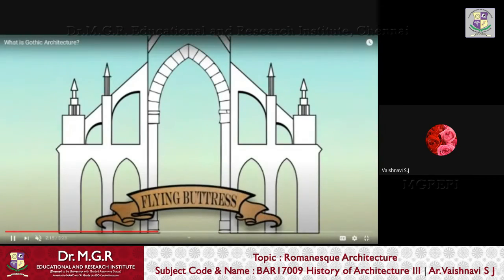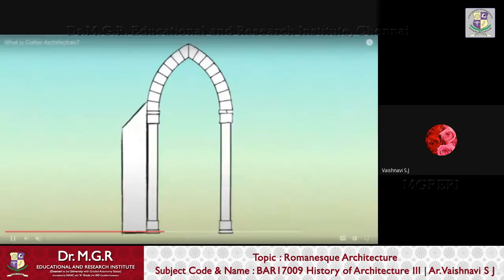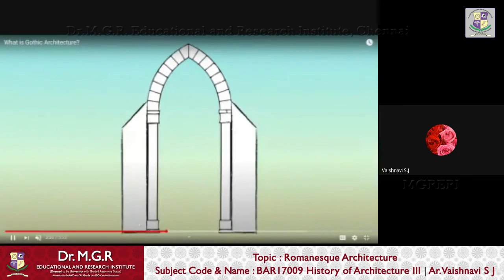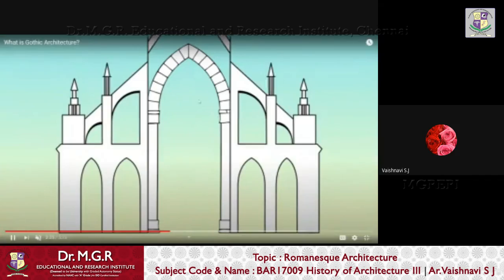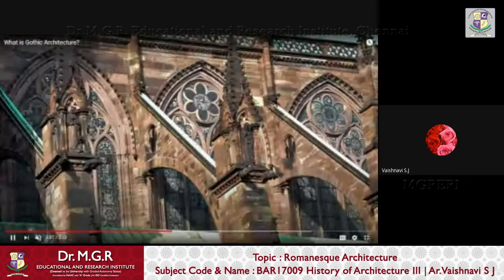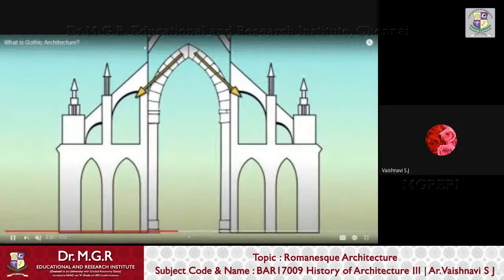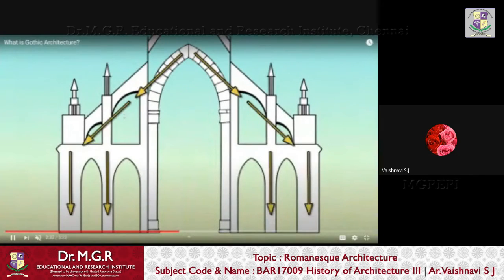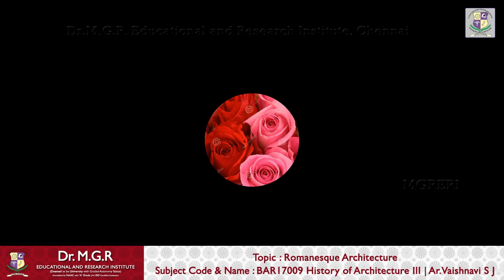And one more main point which was used in Gothic was the flying buttress. This style will be followed in Romanesque style. Near the arch, they will give elements which is followed in Romanesque style. But in Gothic, they had one unique style where they supported the external walls with these elements connected to a column. So you can say this column is connected.